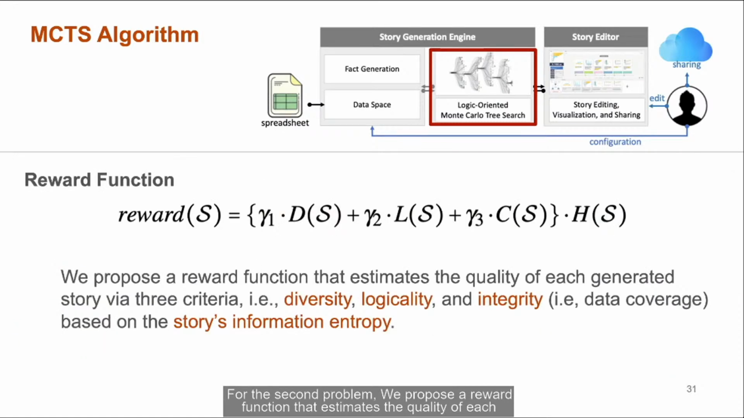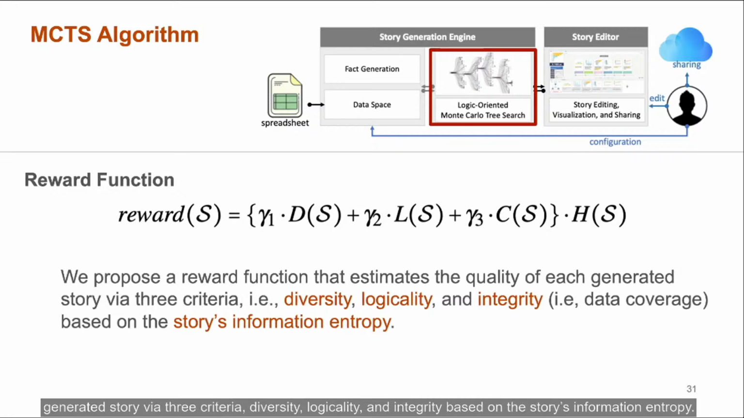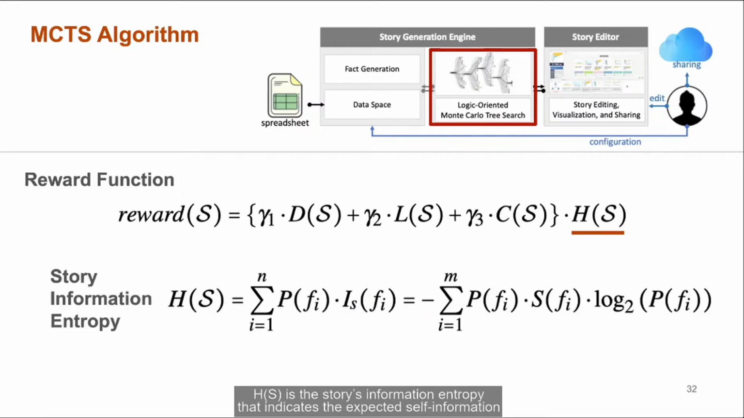For the second problem, we propose a reward function that estimates the quality of each generated story via 3 criteria: diversity, logicality, and integrity, based on the story's information entropy. The story's information entropy indicates the expected self-information of the data facts in the story, which is used as the basis of the reward.